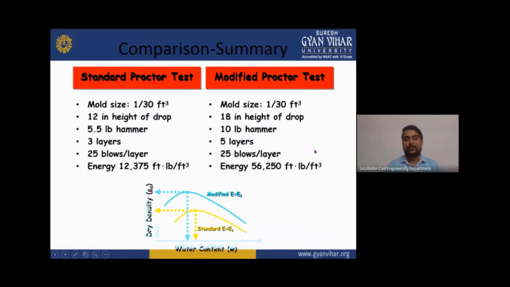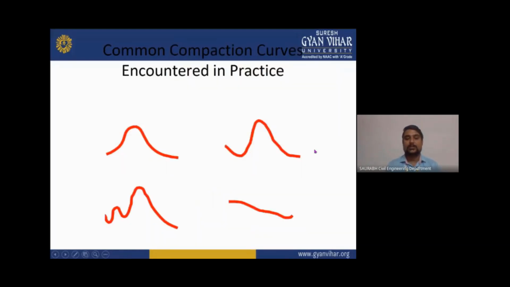Now we will see the comparison summary of the standard Proctor test and the modified Proctor test. Mold size will be 1/30 cubic feet, and here it will also be 1/30 cubic feet. The height of drop is 12 inches for standard, and here it is 18 inches, with a 5.5 lb hammer in the standard test, while the weight of the hammer will be more in the modified Proctor test. There will be 3 layers in the standard Proctor test, and 5 layers in the modified. This is very important to know: the difference between the standard Proctor test and the modified Proctor test. Now you can see this is the curve which you will get during the compaction of a soil.